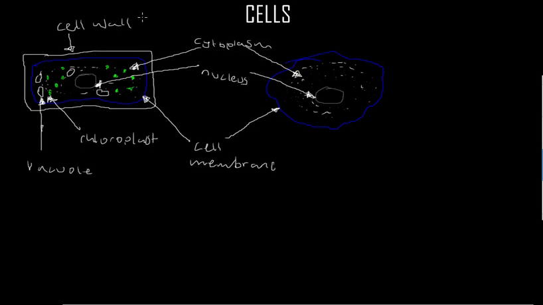So, important to note, cytoplasm, nucleus, and cell membrane are common in both, while chloroplast, vacuole, and cell wall are only found in the plant cell.